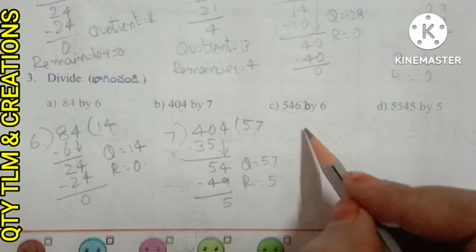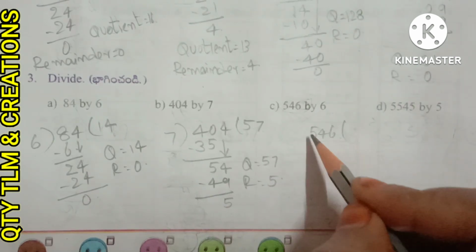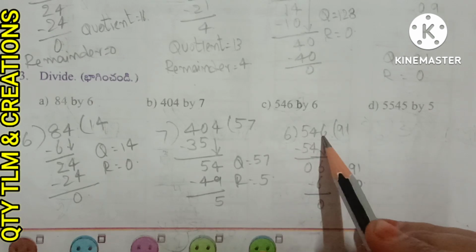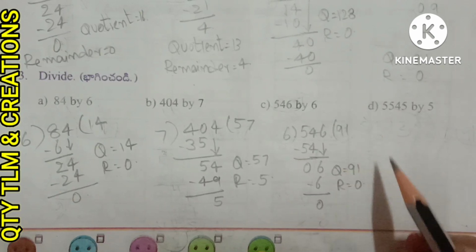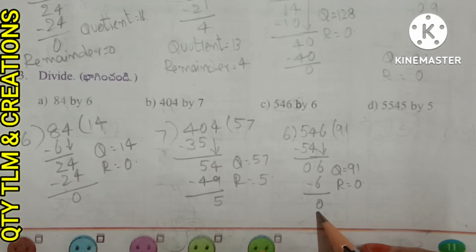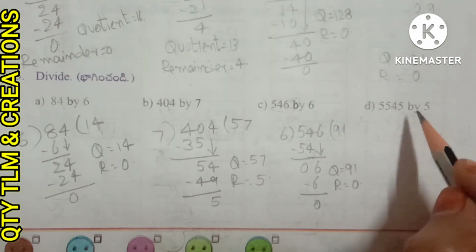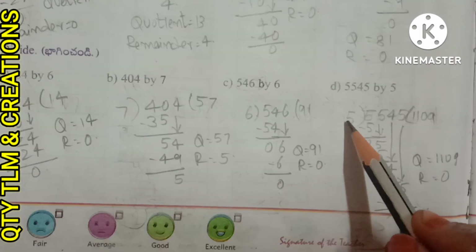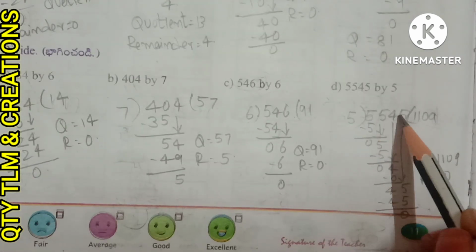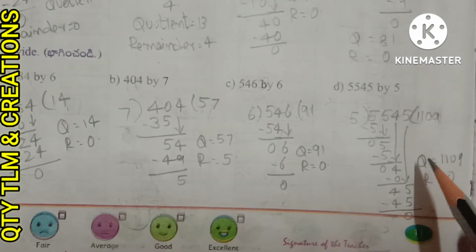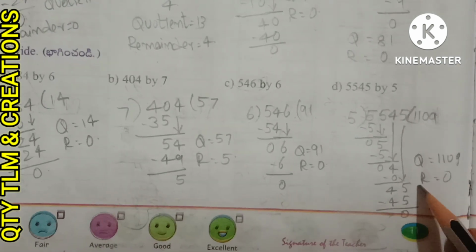Next C, 546 divided by 6. So 6 divides 546 for 91 times. So the quotient is 91 and remainder is 0. Next D, 5545 divided by 5. 5 divides 5545 for 1109 times. So the quotient is 1109 and remainder is 0.